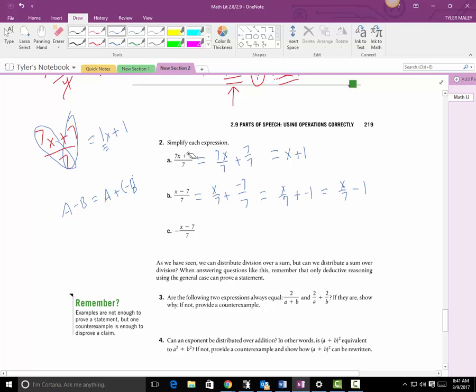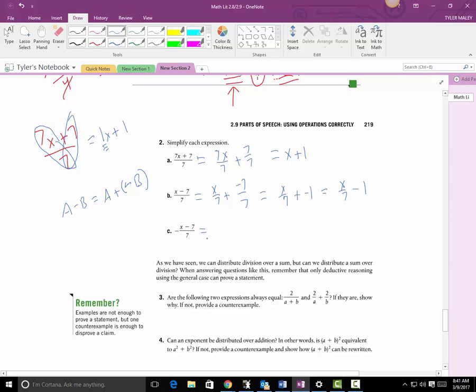Oops. Sorry, that b does not look good. All right.